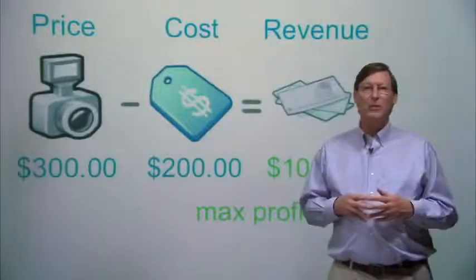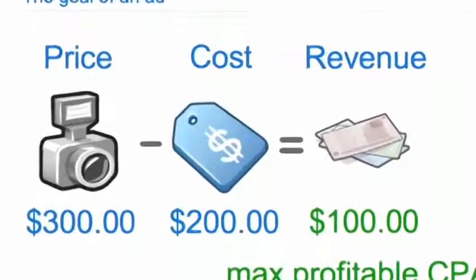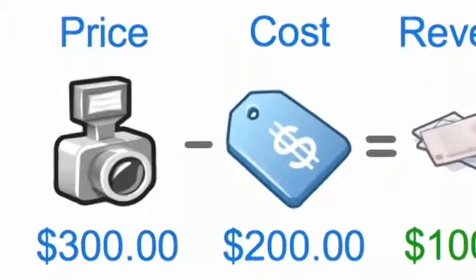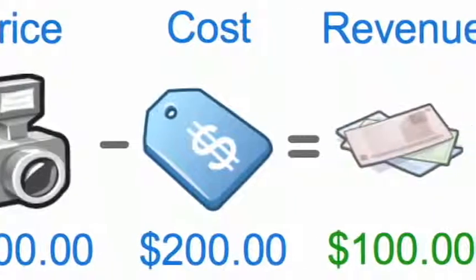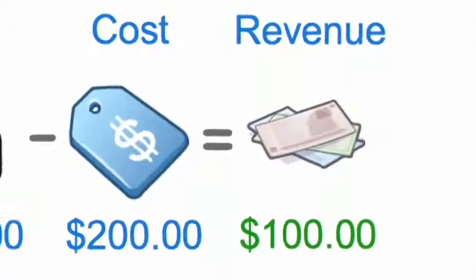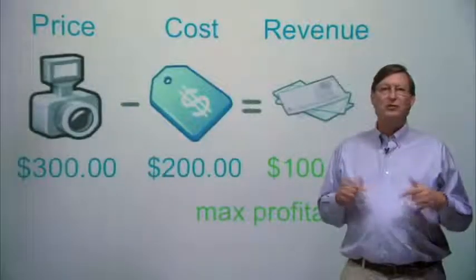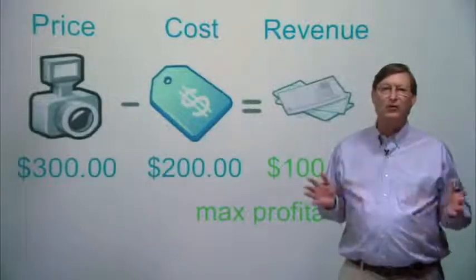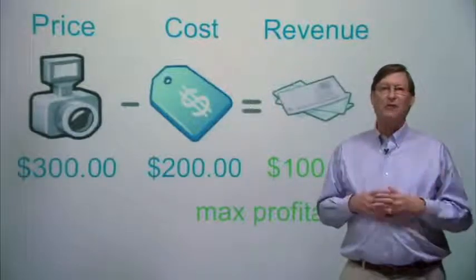For example, you may sell a digital camera on your site for $300. Let's assume that each camera has an additional wholesale cost of $200 to you. Therefore, a conversion for a user who buys a camera on your site generates $100 worth of revenue for you. This is the price a user paid, $300, less the cost to you, $200. That $100 revenue is your maximum profitable cost per acquisition, or CPA. You can pay up to $100 for each conversion and still make a profit on the sale.